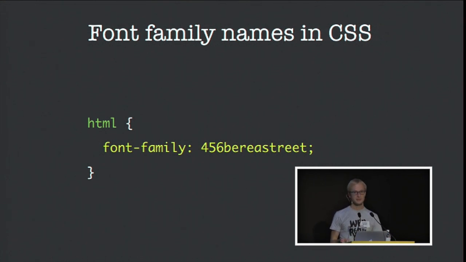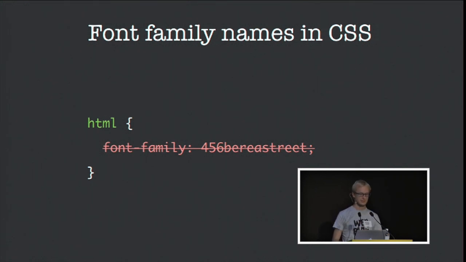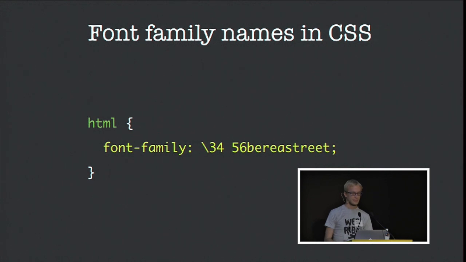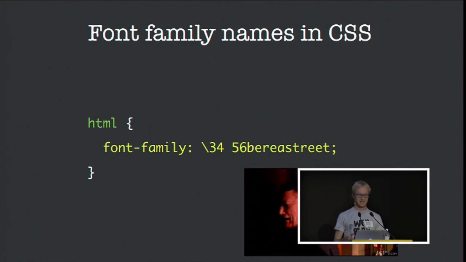Now, because this font family name starts with a digit, it's no longer a valid CSS identifier. So this rule won't actually silently be ignored. It's not valid CSS. Now, the way to fix that is to make it a valid identifier, and we can do that by escaping that first digit there. And that will look something like this. Now we get \3456 Beria Street. And that's kind of weird, right? Because the font family name is 456 Beria Street, but now it says 3456, and there's a space, and there's a backslash, and it's all just a little bit crazy. And this is probably not code that you want to be writing or maintaining.